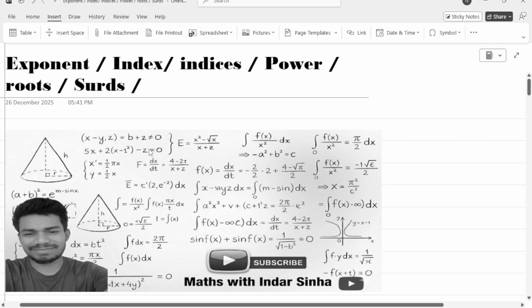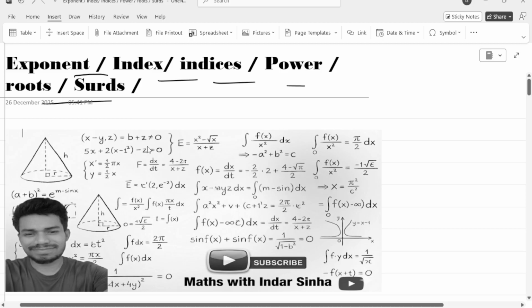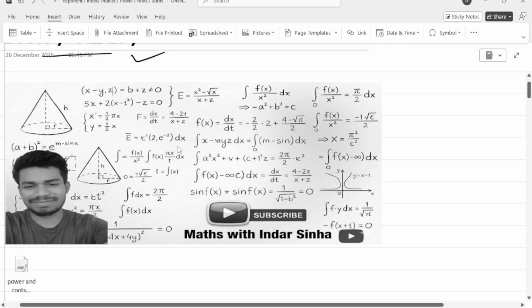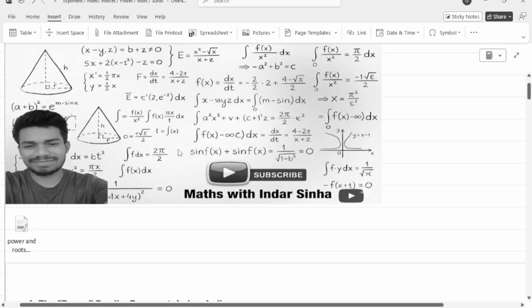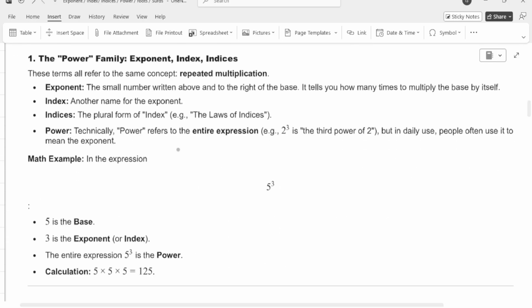Now today's topic: I already completed the first part, exponent, index and certain related chapters, and the second part is exponents, index and indices, power, roots and surds. What is the difference between these terms? If you are a math student, you should definitely know the difference, because sometimes we casually say something in the wrong way. So here I explain in detail what the difference between them is. Okay, let's start the chapter.